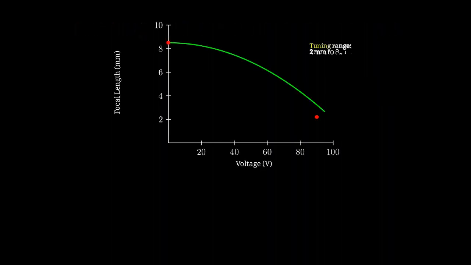Let's examine quantitative performance metrics. We'll plot how focal length varies with voltage for a typical electrowetting lens. This graph shows focal length versus applied voltage. At 0 volts, focal length is 8.5 millimeters. At 90 volts, it decreases to 2.2 millimeters, giving a tuning range of over 4 to 1.